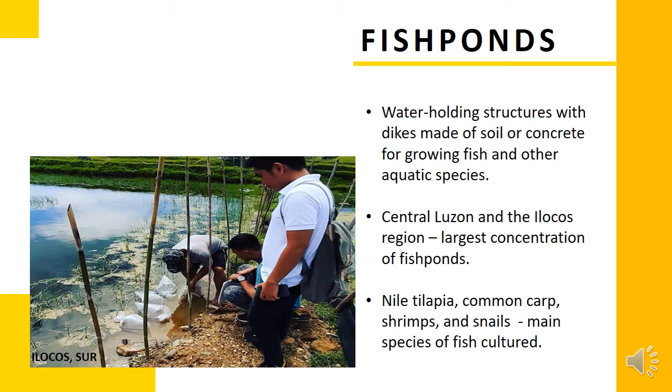Another freshwater ecosystem found in the Philippines is fishponds. It is a water-holding structure with dikes made of soil or concrete for growing fish and other aquatic species. Mostly, the largest fishponds in the Philippines are in Central Luzon and the Ilocos regions, where Nile tilapia, common carp, shrimps, and snails are the main species cultured.